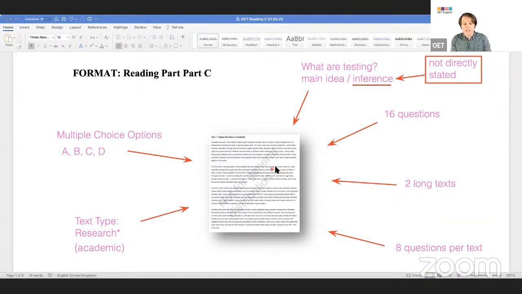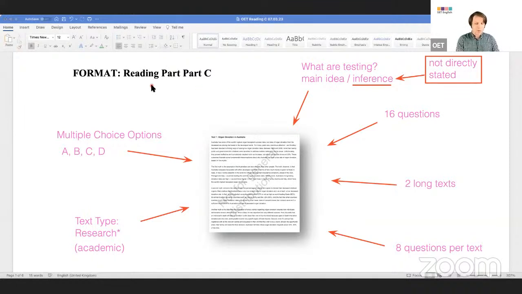So this is partly why this part of the test is so difficult. It's not just main idea questions. You can get inference questions. Now we'll see examples of those when we do the practice. I'll show you examples. But in general, guys, this is the format of the test. 16 questions, two long texts, 8 questions per text. You're always reading a kind of research paper type text. There's 4 multiple choice options, and they're trying to test you on main idea and inference reading.